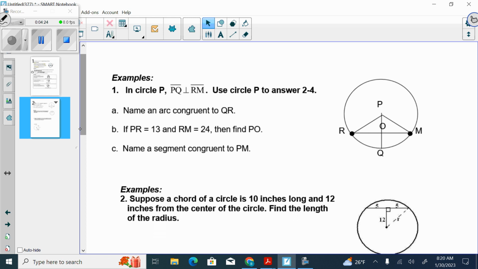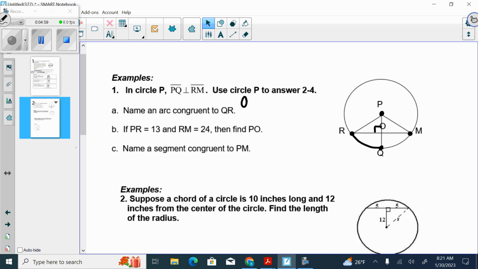All right, so it says in circle P, we know that PQ, which is this segment here, is perpendicular to RM. So PQ is perpendicular to RM, meaning it forms a 90-degree angle. So part A says to name an arc that would be congruent to the arc QR. So here's the arc QR. What arc is going to be congruent to that? QN. Good.